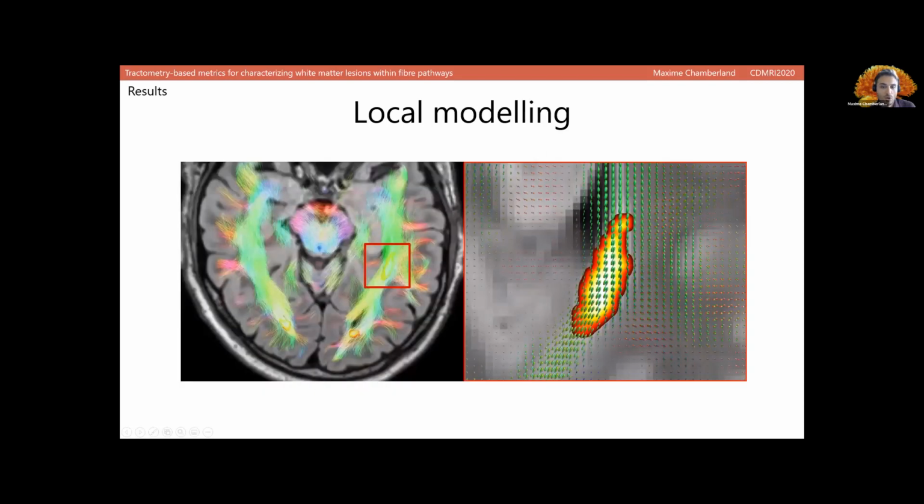So in terms of local modeling, just to have some visual quality assessment, you can see here that at the level of the ILF, we have 2 lesions. We have one here and one here. And I zoomed on this one, and you can see that the local modeling does quite well. You could easily track through this with any tracking algorithm. You don't see any premature stop in there. The coherence of the ODFs are quite well aligned. So that gives us good hope to be able to apply tracking for the next step.